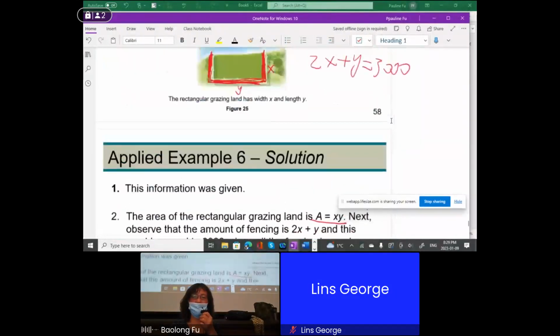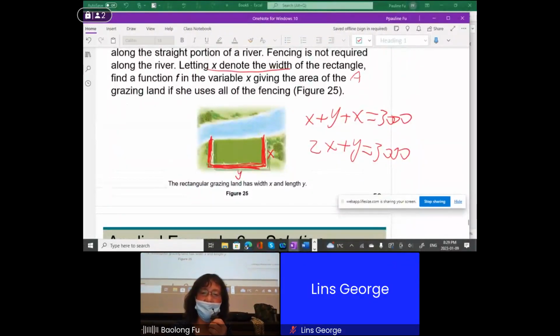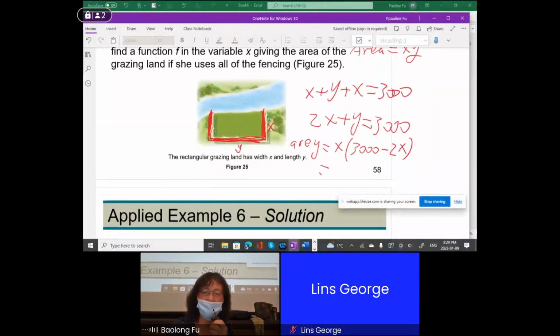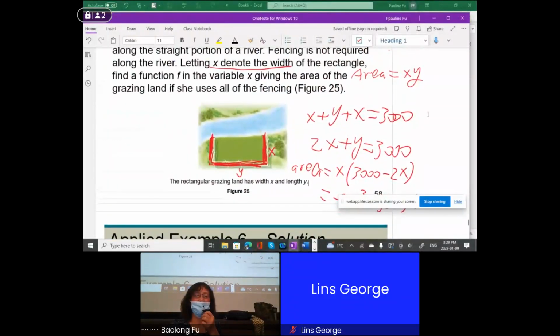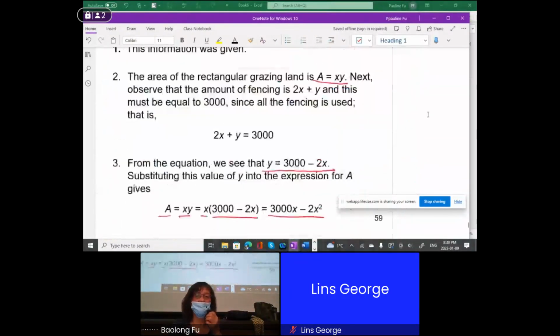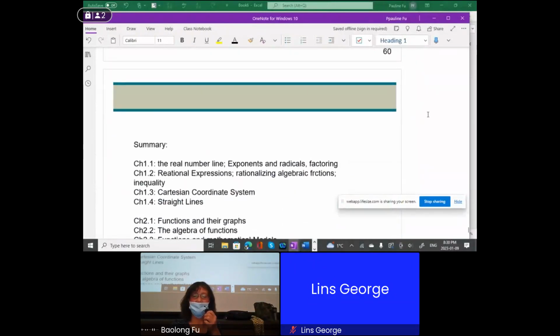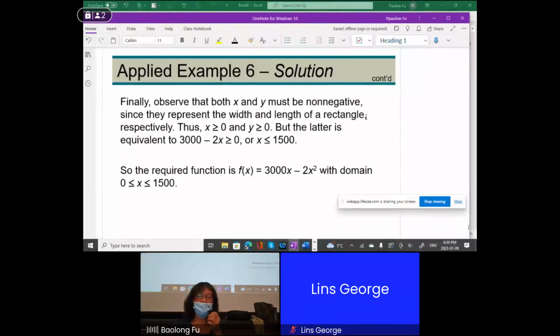Any questions? So the area equals x times y, which equals x times (3,000 minus 2x). So the final answer is negative 2x squared plus 3,000x. That is the area. Okay. Questions? Right. Of course, you have to have some boundaries, okay? So x and y must be greater than 0.